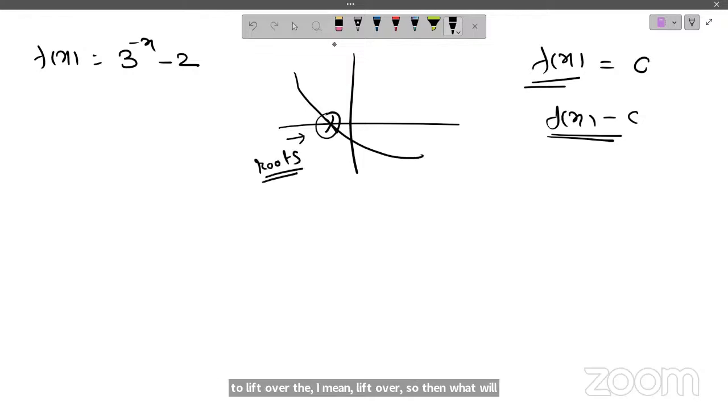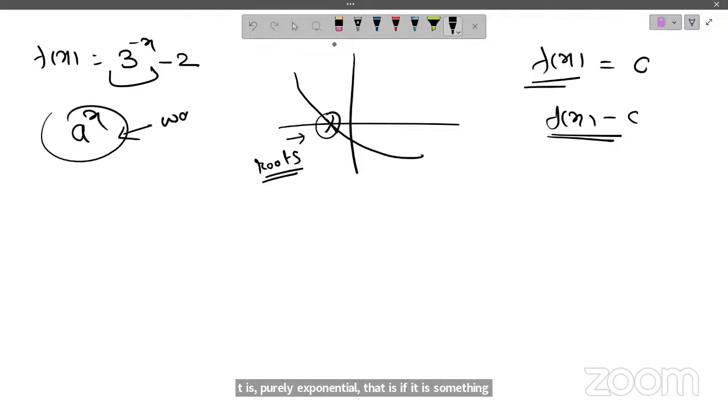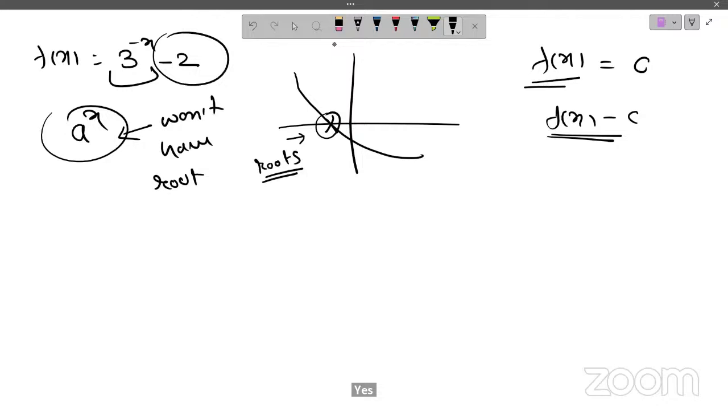Okay, ma'am. So it is not true in general. If it is purely exponential, that is, something like a to the power x, then it won't have roots, right? Yes, ma'am. But if some constant or some other function is involved, then we cannot say anything about it.